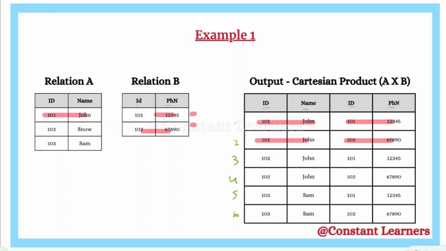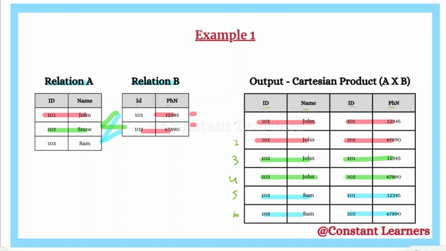Next, we have 102 Snow. It will get associated to both of these rows. So 102 Snow with the first row 101, 1, 2, 3, 4, 5, and 102 Snow with 102, 6, 7, 8, 9, 0. Then the third, 103 Sam, will get associated to both of these rows: 103 Sam with 101, 1, 2, 3, 4, 5, and 103 Sam with 102, 6, 7, 8, 9, 0. So every row of relation A is being associated with every row of relation B.